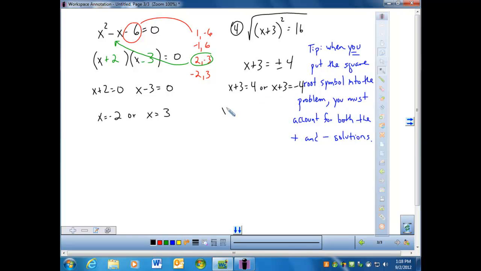And now at this point you can go ahead and solve for each of those equations, and you get your two solutions, 1 and -7. Again, does not hurt to check those answers out. Make sure that they really do work in this problem.